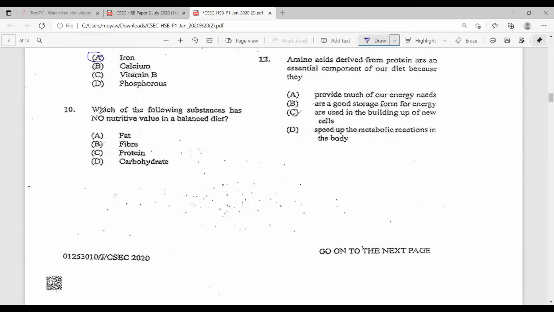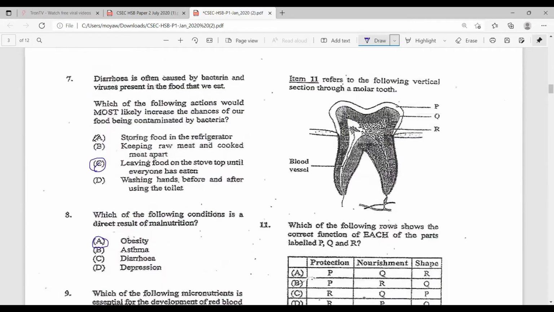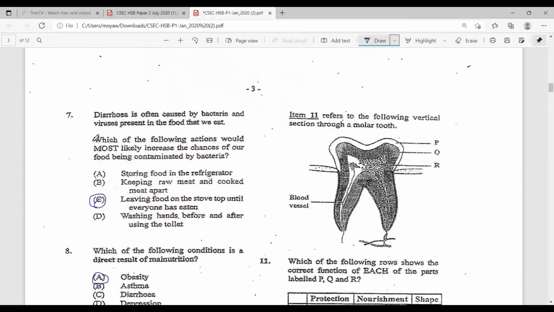Question 10. Which of the following substances has no nutritive value in a balanced diet? So it means that it adds no nutrition value. So we have fat, fiber, protein, carbohydrate. So the only thing here that doesn't really add any nutrition value is the fiber, because we know that the fiber helps our bowel movement.